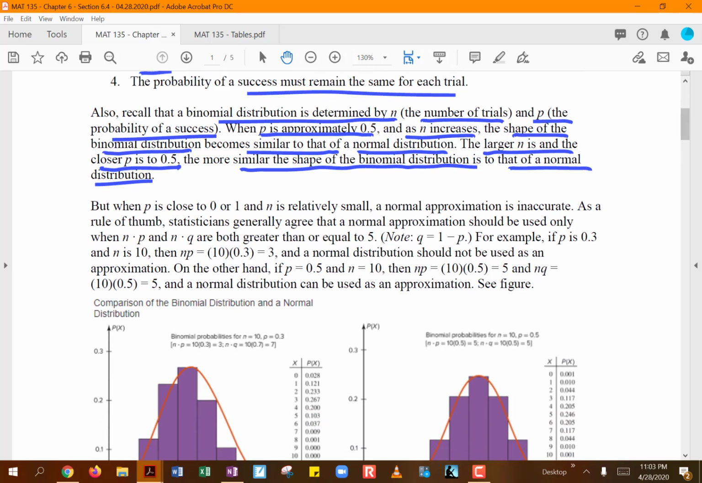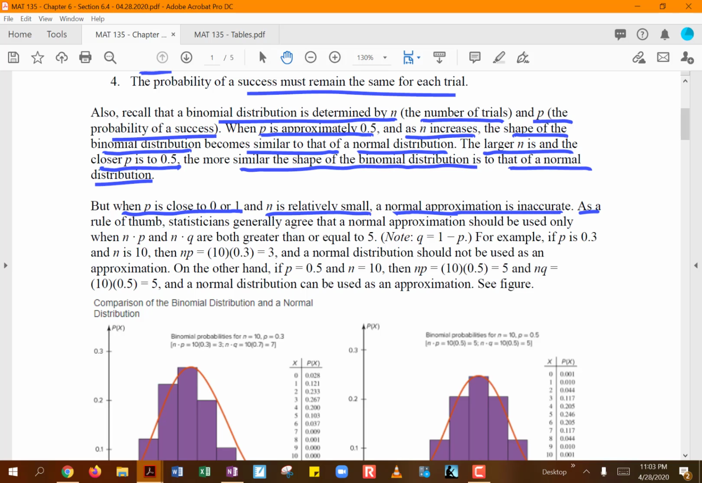Okay? Now, what happens if your p-value is closer to 0 or 1 and n is relatively small? Of course, as you can imagine, since this doesn't meet the conditions of p being approximately 0.5 and n being a larger number, if your n is relatively small and the probability is close to 0 or 1, that means we cannot use normal approximation because it will be inaccurate.